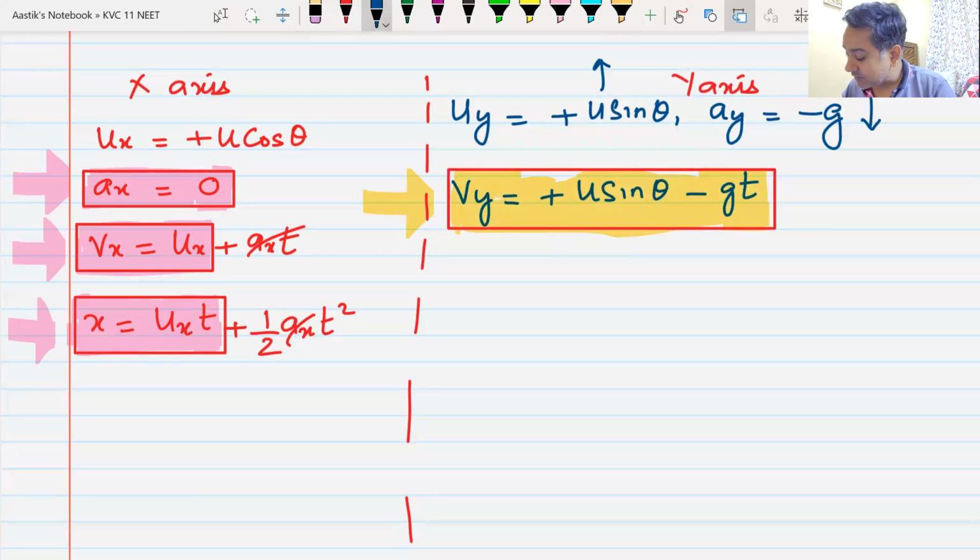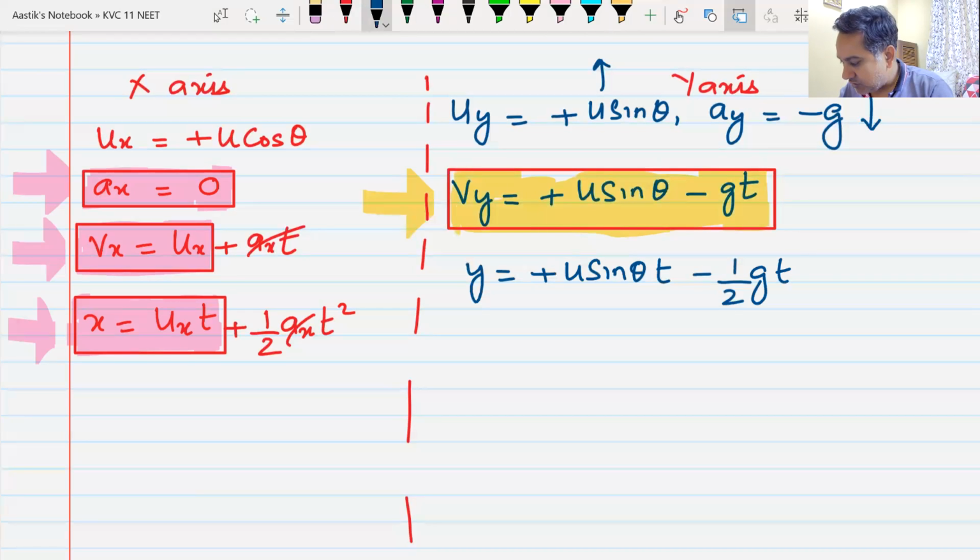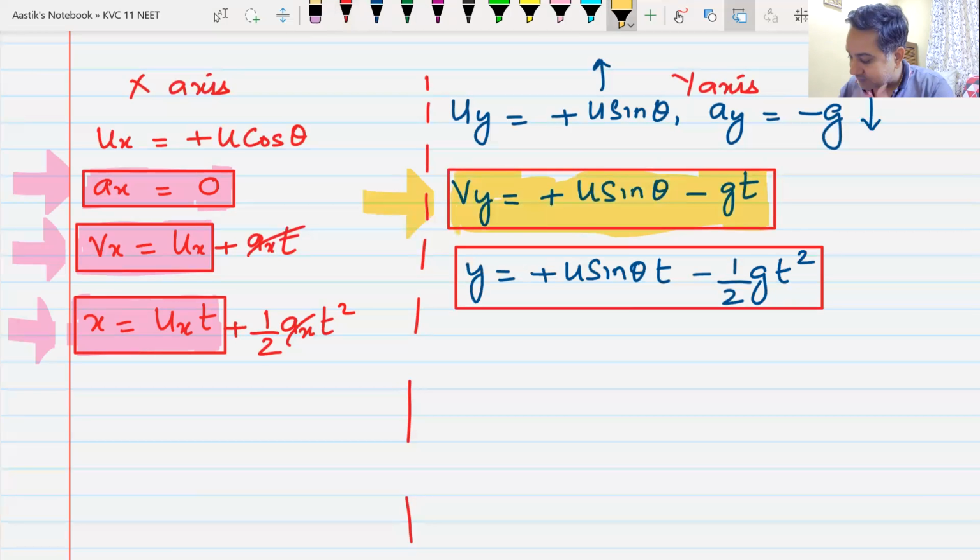What is the second equation that I can make? Displacement along y-axis, y, will be equal to plus u sin theta into t minus half gt square. This is the equation that I can make along y-axis. Do we understand this? Yes or no? Anyone understands this?